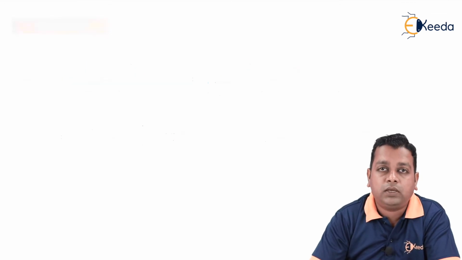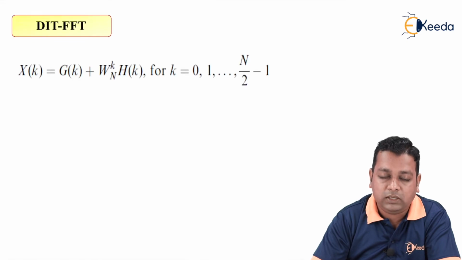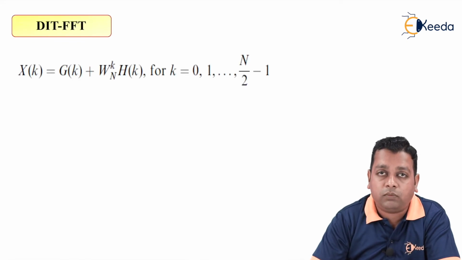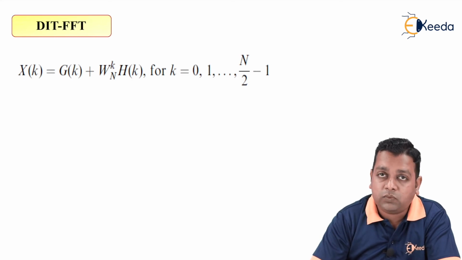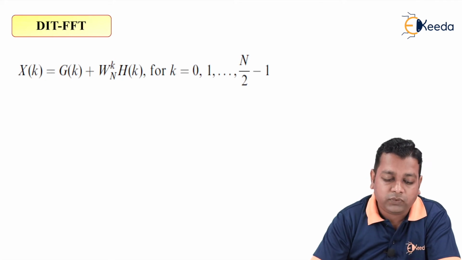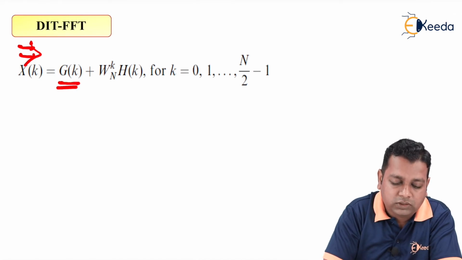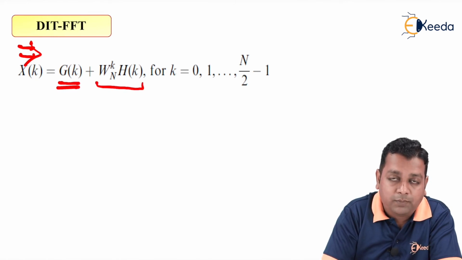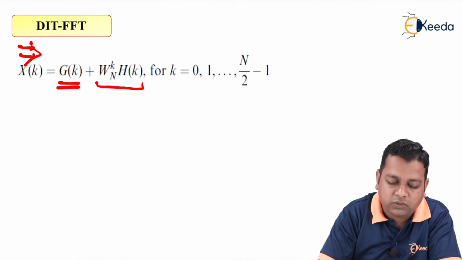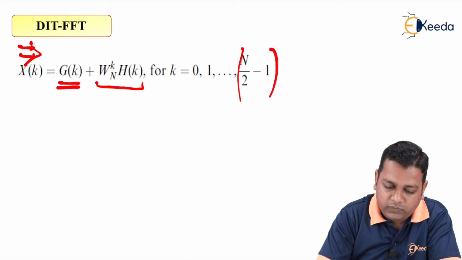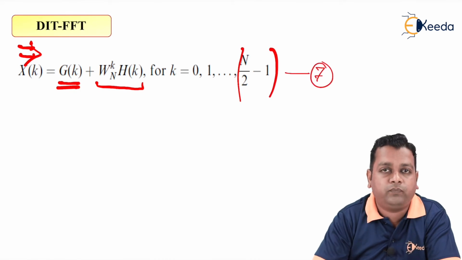Now, if we substitute these two equations, equation number 5 and equation number 6, into equation number 2, this will give us a new equation. So capital X of k is equal to G of k added to the twiddle factor W suffix capital N power k into capital H of k, for k ranging from 0 to capital N by 2 minus 1. Let us say this is equation number 7.